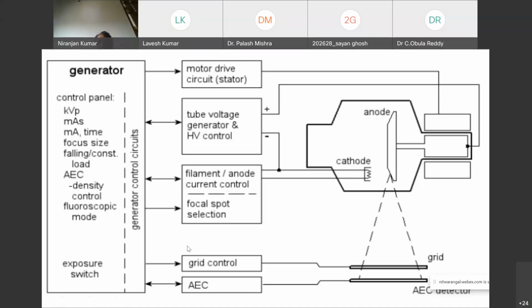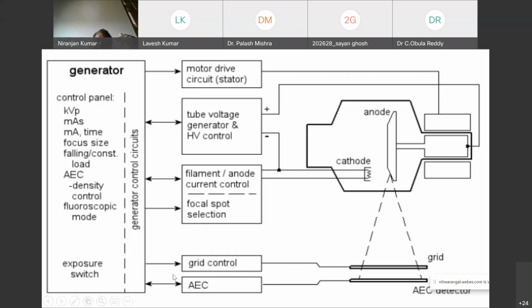Then there is something called grid control, which I will explain, and AEC, which is automatic exposure control. Suppose the operator does not know what kVp to give, what the high voltage is, and what filament current to give. Then there is some automation, where we have an automatic exposure chamber that measures the optimal exposure coming out of the body, and if that is at the optimal level, we say this is the voltage and this is the filament current you should apply. So that is a little bit on the automation.